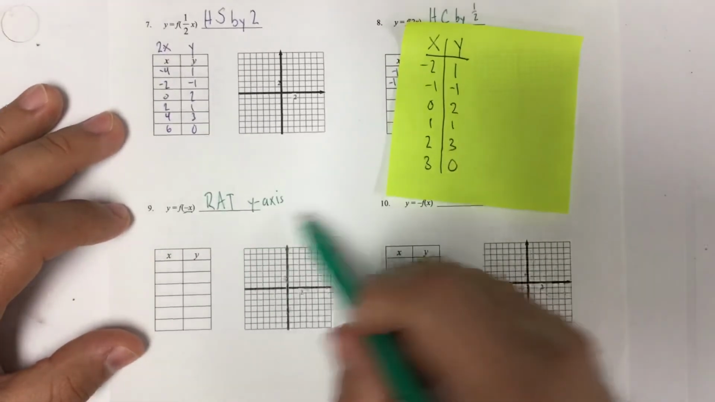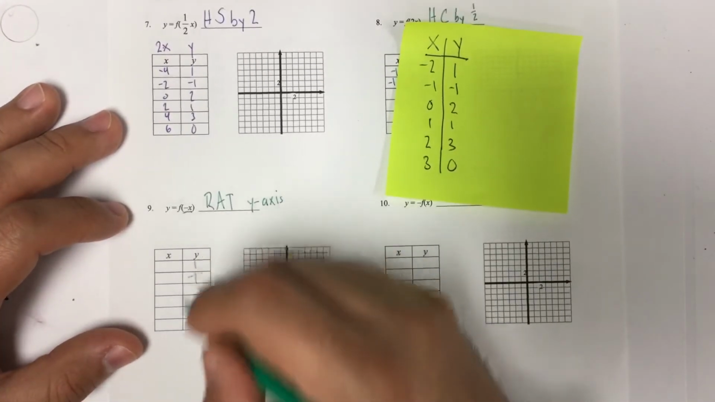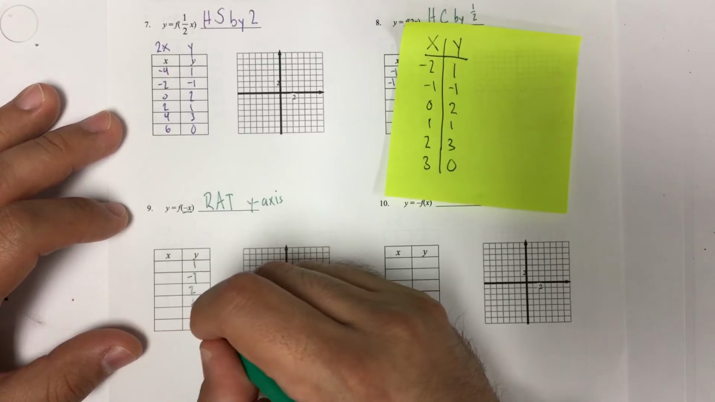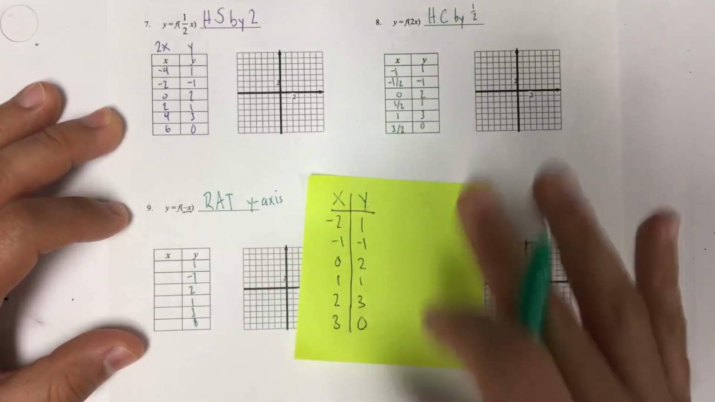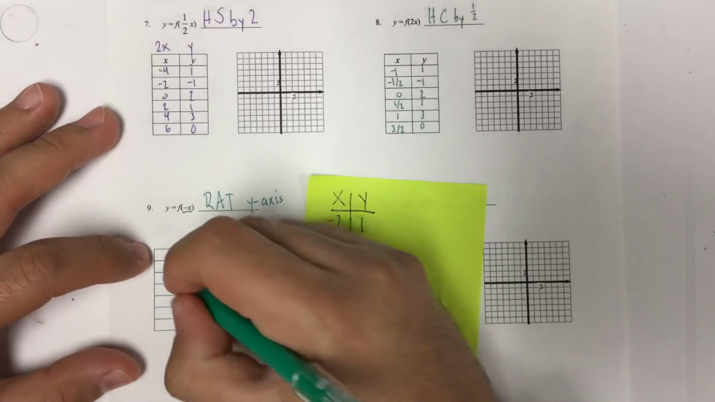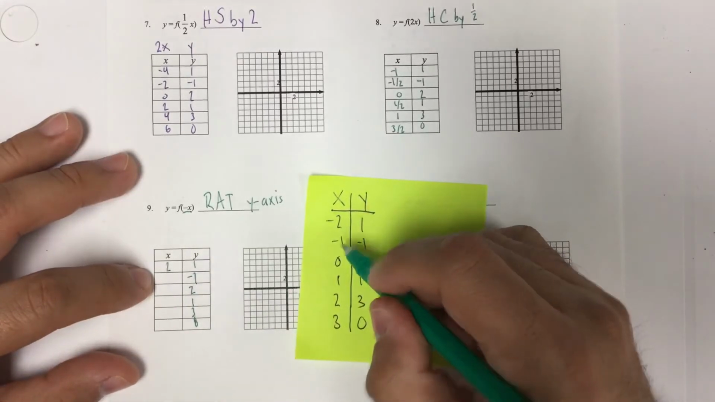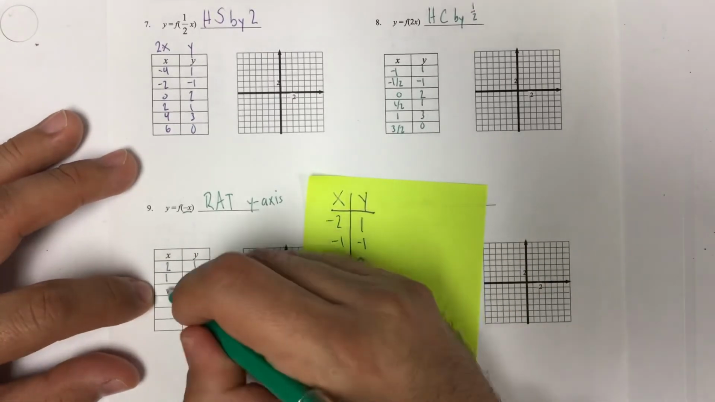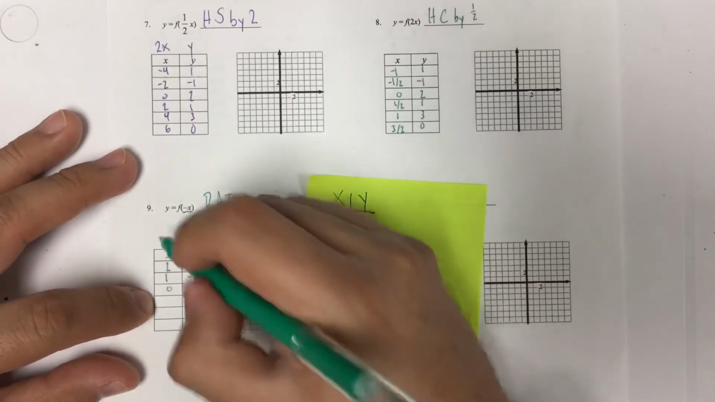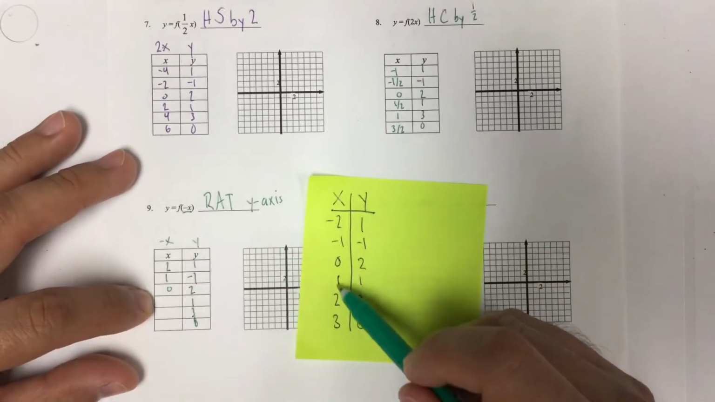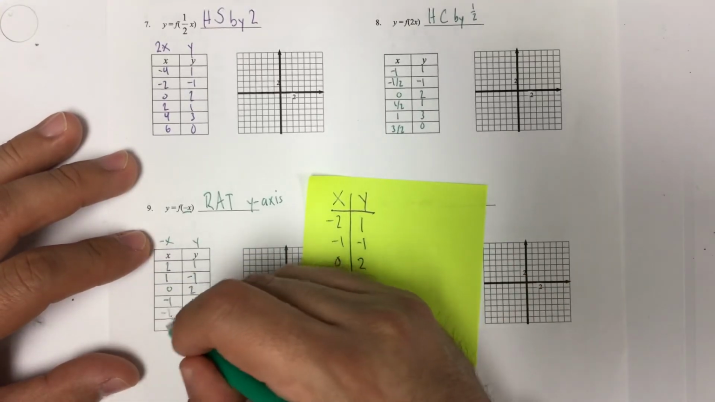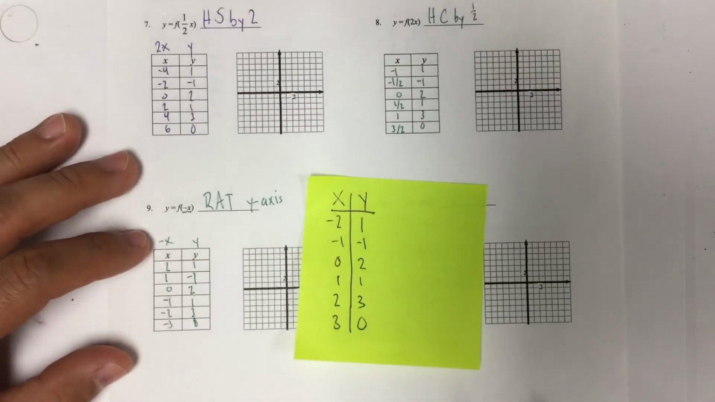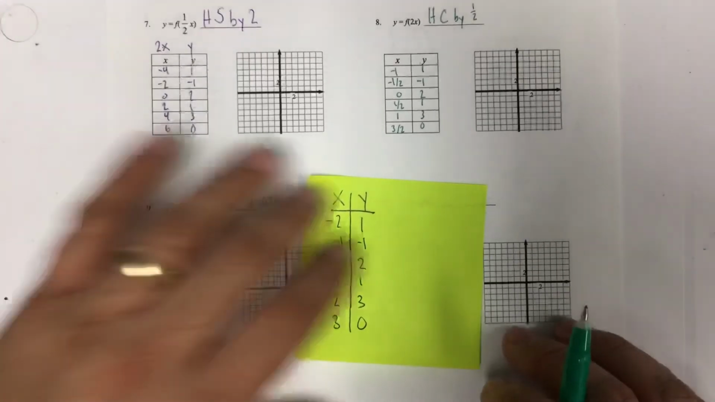All right, y values are not changed again, so 1, negative 1, 2, 1, 3, 0. Now for the x values, so negative 2 becomes positive 2, negative 1 becomes positive 1, 0 cannot change. The rule is negative x, sorry. So negative times 1 is negative 1, negative times 2 is negative 2, and then negative 3. Right. So that's the rule, negative x.